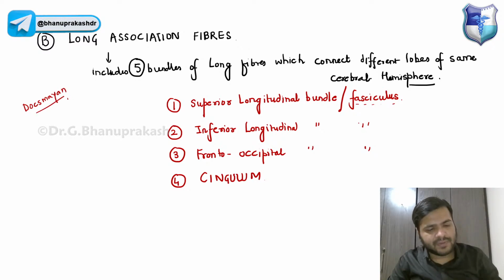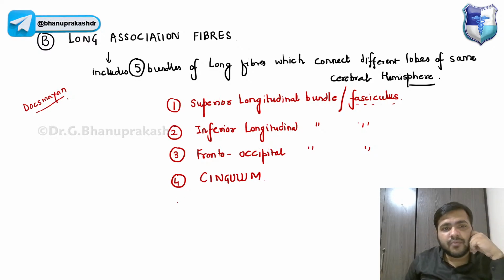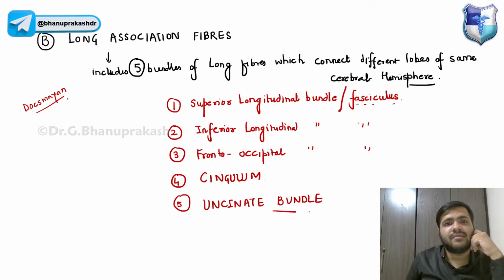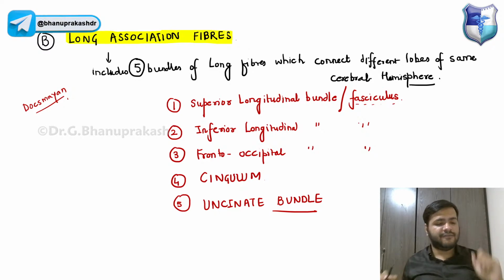Now, we have one more important part over here, that is the uncinate bundle. So we are going to discuss this one by one. We are discussing the long association fibers. Association fibers only, but in which category now? The long association fibers.